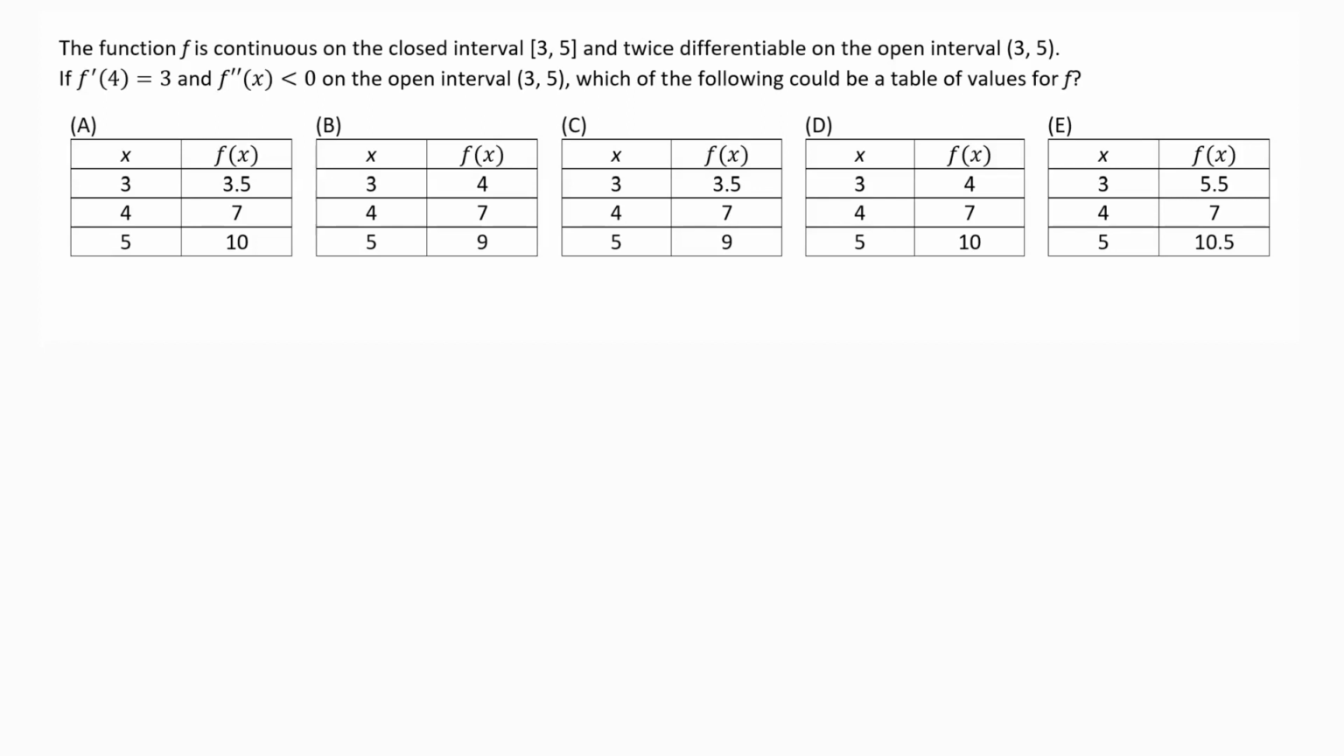What we've got is we're being told that we've got a continuous function on a closed interval, and then we're being told some information about that function. So we've got some derivative data right here, and then we have some second derivative data right there. And based upon just that information, they want us to know which of the following could be a table of values for the original function f.